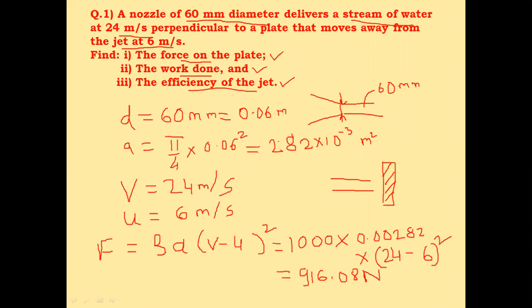Newton is the force. Now, second, we have to find out the work done. So work done, that is WD, is equal to force into velocity of the plate. That means velocity of the plate is small u.